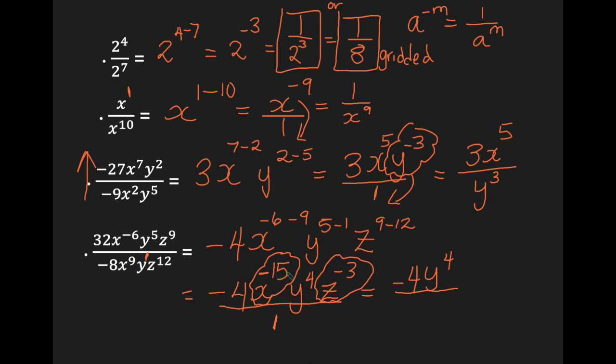The x to the negative 15 leaves the apartment, goes to the denominator position, and the z to the negative 3rd must leave the apartment, and that goes to the denominator position and becomes positive. And there's your answer. Negative 4, y to the 4th over x to the 15, z to the 3rd. Sorry, I said z to the 15 by mistake. My brain is being evicted.